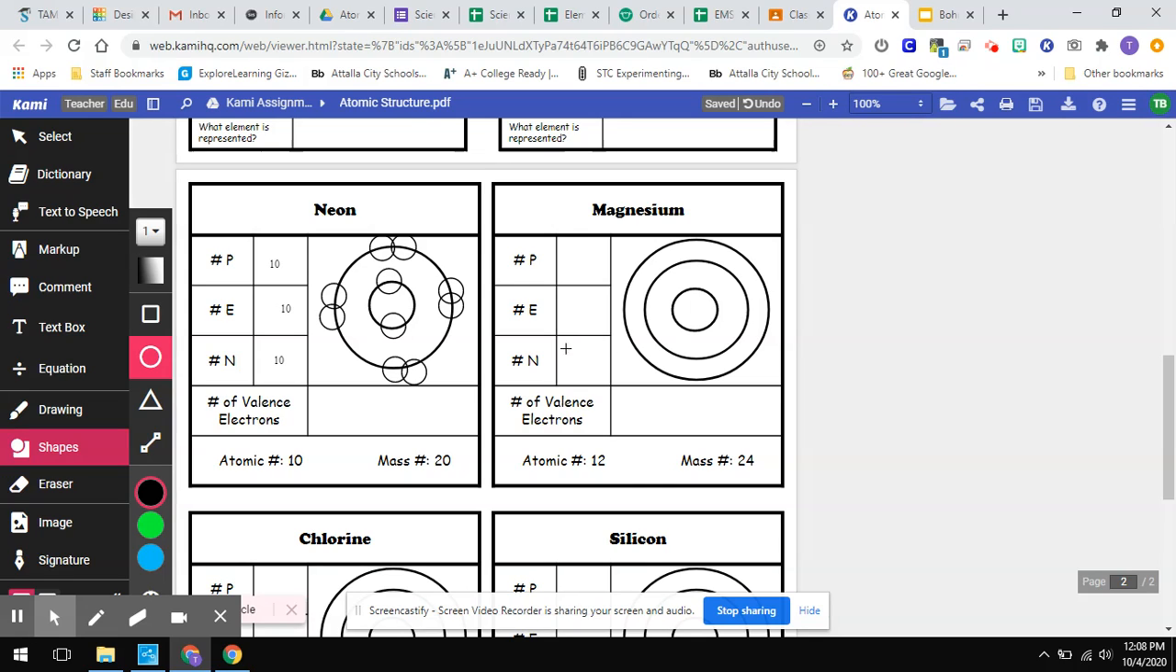And then if we went to magnesium, it's going to have an atomic number of 12. So our P would be 12, our E would be 12, and then our neutrons would be 24 minus 12, which is 12. So our P and our N would both be in the nucleus, and we could just say 12P, 12N, and then we're going to diagram these electrons. So the first level can only hold 2, so 2. Second level can hold 8.